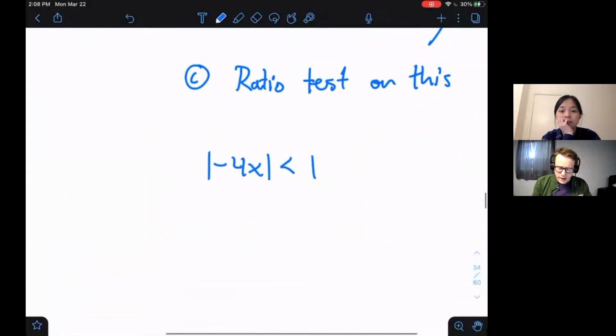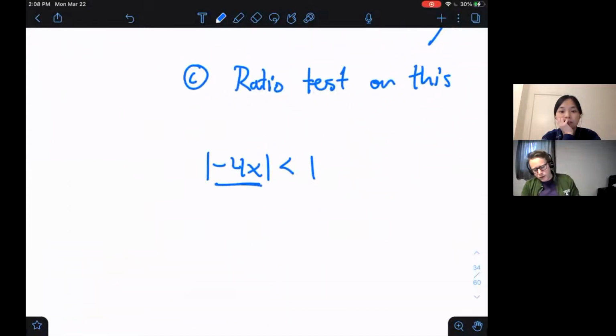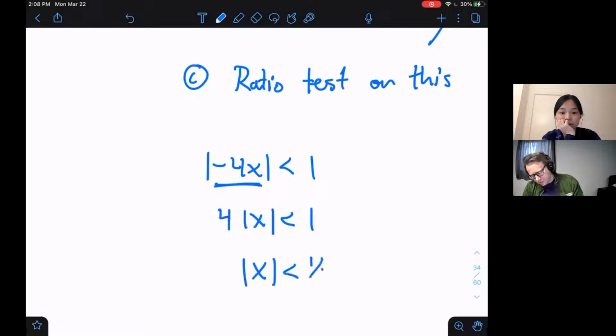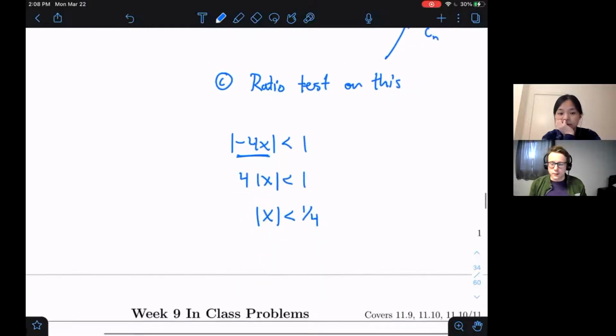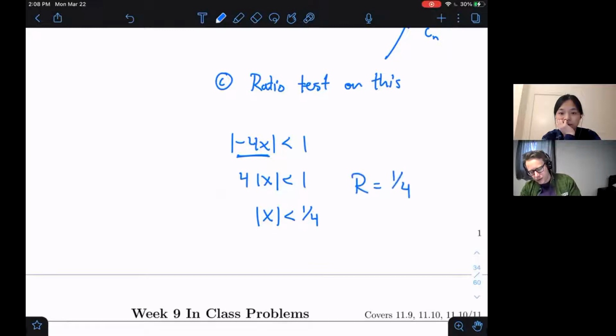And so if we go ahead and just plug in, instead of u, our value there, the -4x, we can go ahead and apply the absolute value to the -4 and to the x. Then we can go ahead and divide by 4 on both sides. And we can find that the radius of convergence of x now needs to be, well, 1/4. So r is equal to 1/4 in our case.